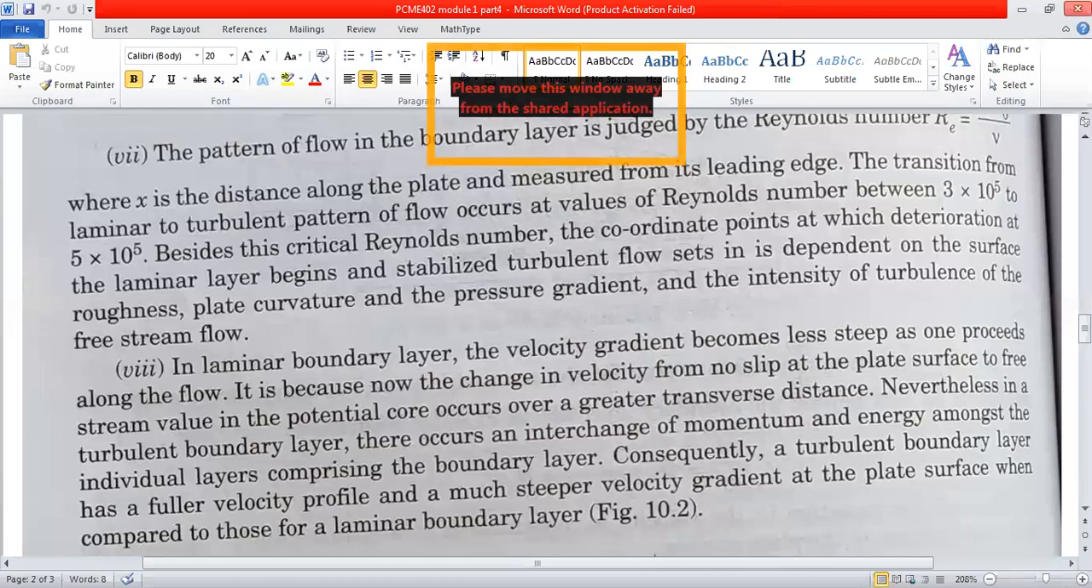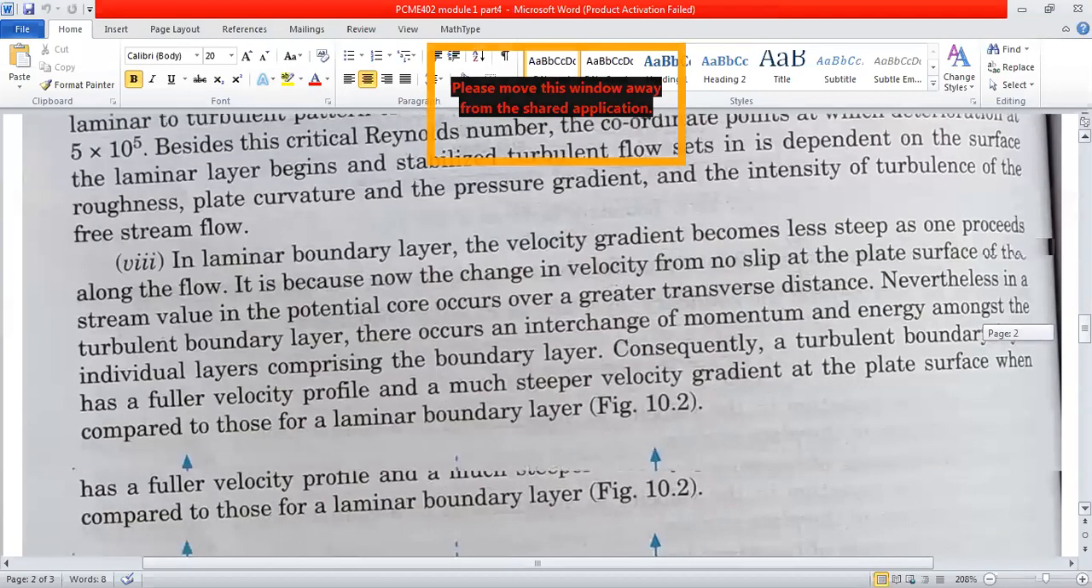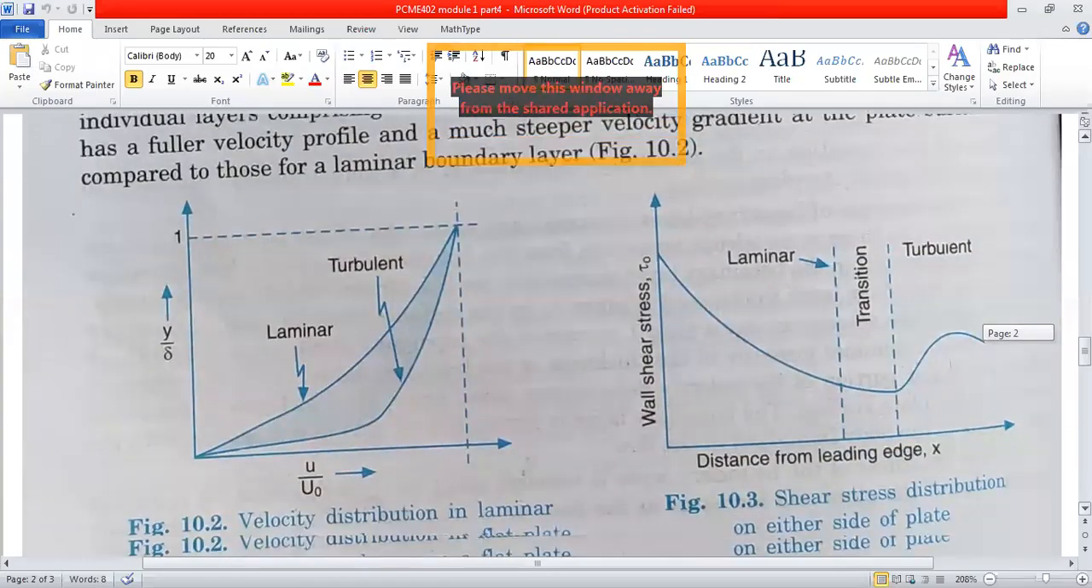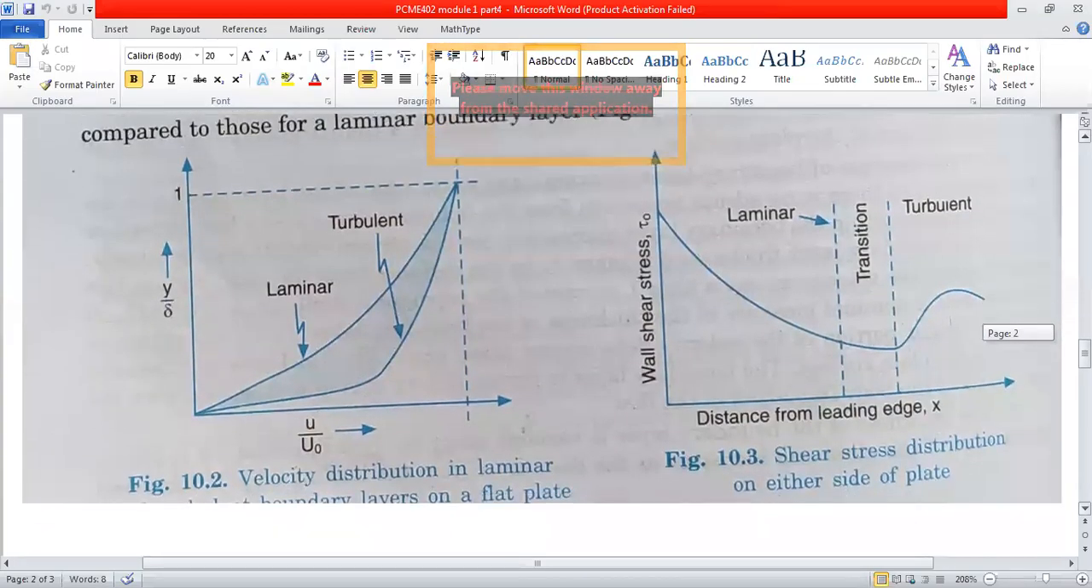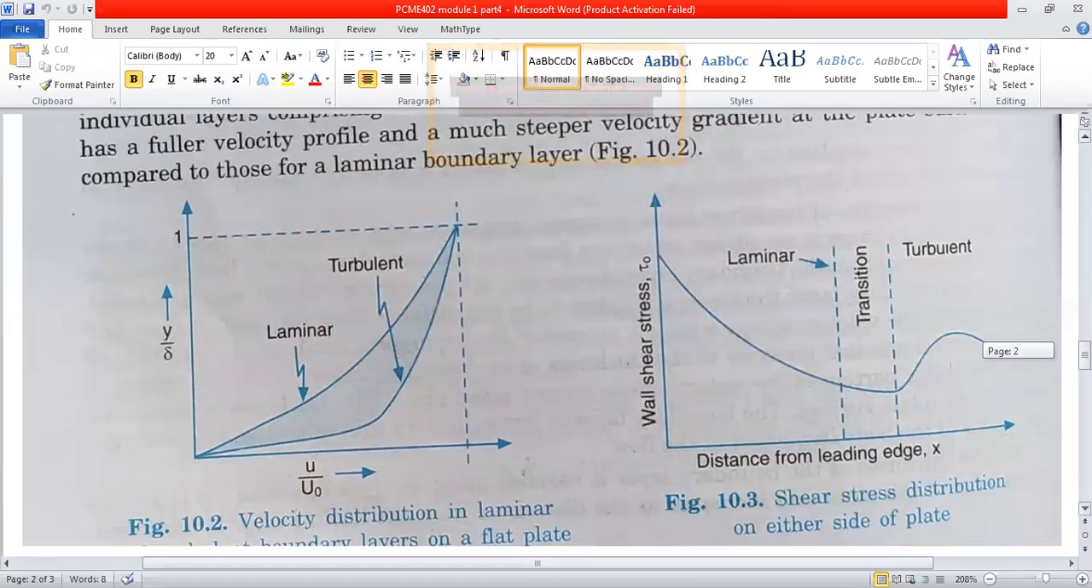What do you mean by momentum? Mass into velocity. So in case of turbulent flow, the velocity will change. That means momentum will also change. Okay, so this is the curve, laminar boundary layer and turbulent boundary layer.